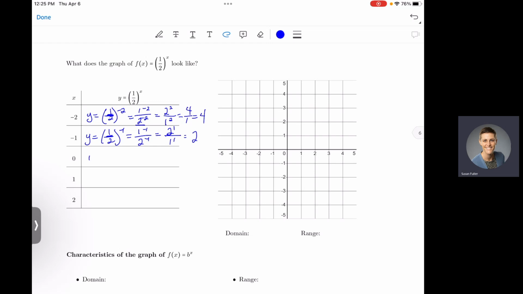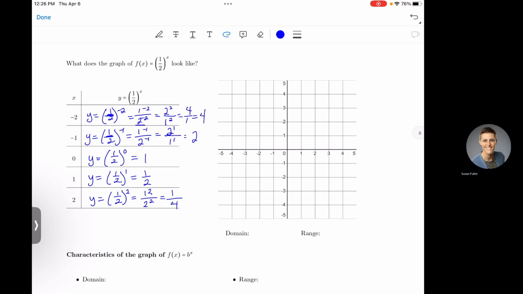All right, what if x is 0? Then y is 1/2 to the 0 power, which is 1, because anything to the 0 power is 1. If x is 1, then y is 1/2 to the 1 power, which is 1/2. And if x is 2, then y is 1/2 to the 2nd power. Again, you can give everything inside that exponent of 2. 1 to the 2nd power is 1. 2 to the 2nd power on the bottom is 4. So I've got 1/4 here.